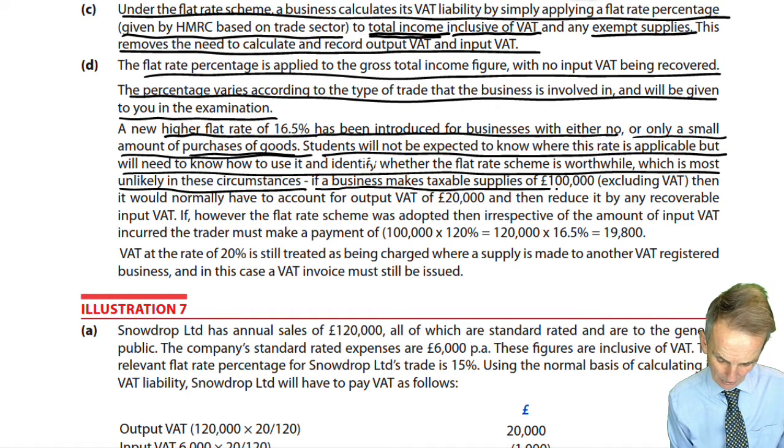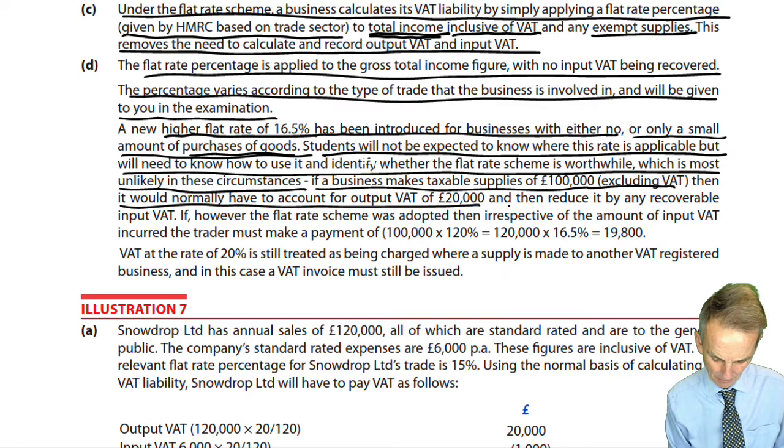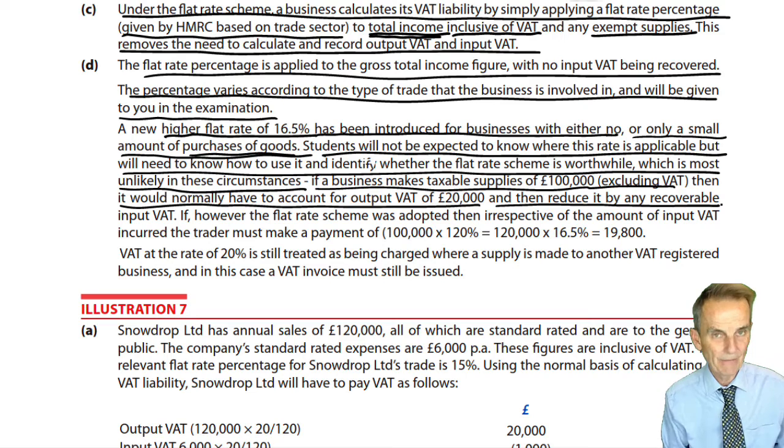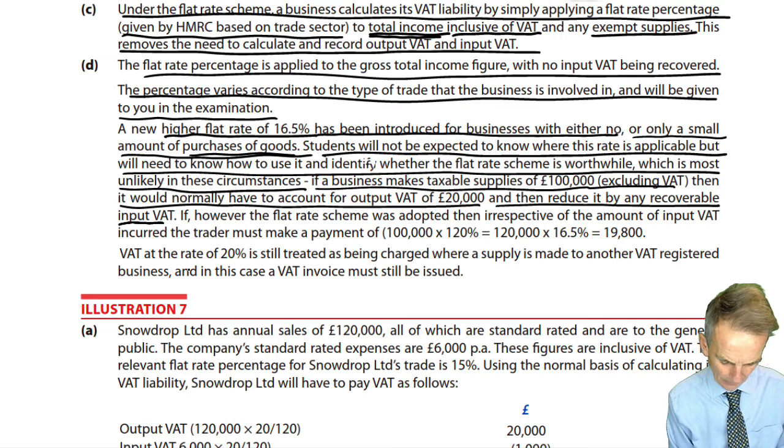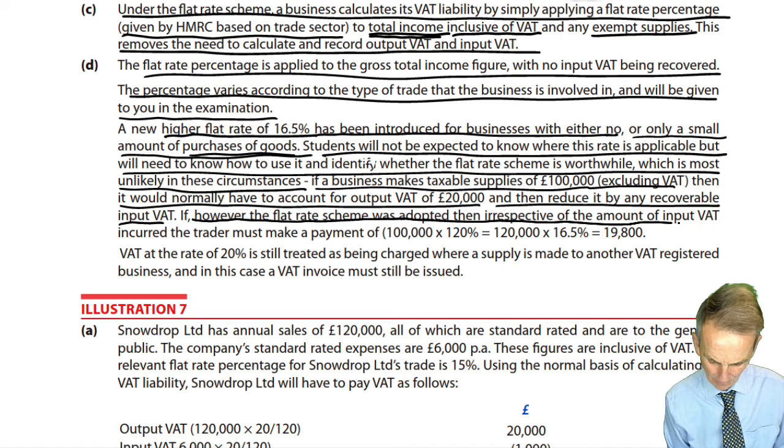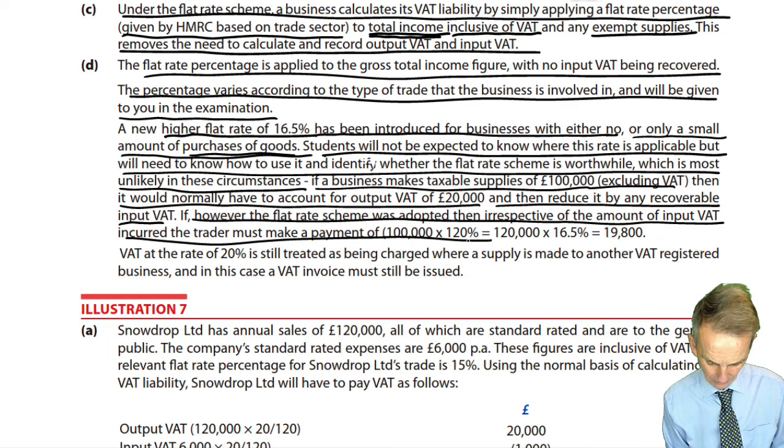Example, if a business makes taxable supplies of £100,000, excluding VAT, then it would normally have to account for output VAT of £20,000, that's 20% on the VAT exclusive 100, and reduce it by any recoverable input VAT. If, however, the flat rate scheme was adopted, then irrespective of the amount of input VAT incurred, the trader would make a payment of what's our VAT inclusive figure of sales, that's 120,000, at, if this particular situation is applicable, 16.5%.